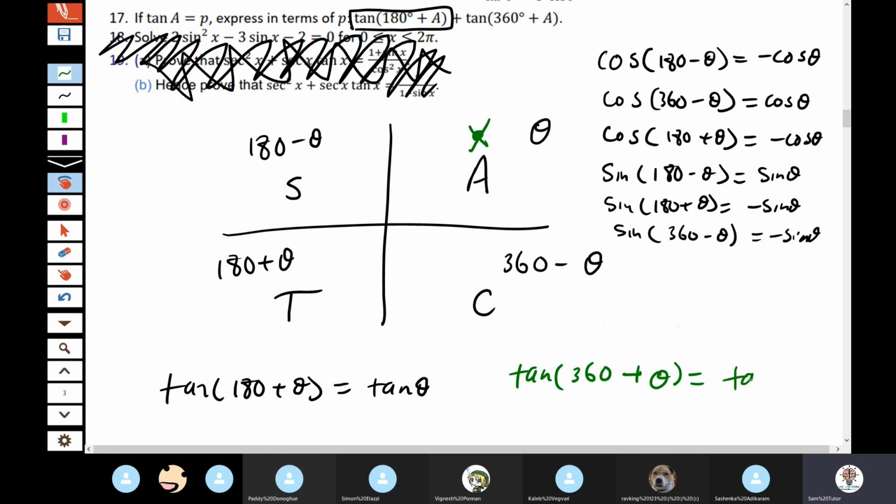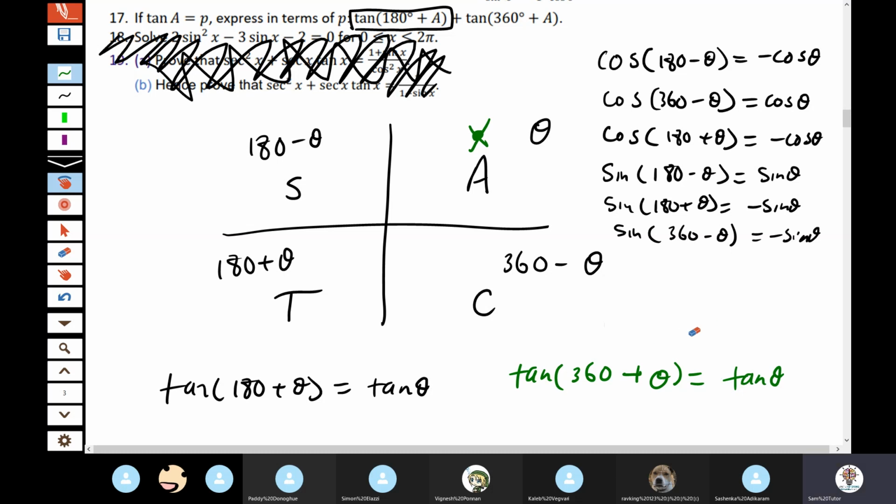And then if you don't believe me, go and put theta as anything you like. So let's say theta was 40 degrees. Go put tan 400, tan 40. It'll give you the same answer. Put tan 390, tan 30. It'll give you the same answer. Because all you're doing is adding 360 to it. So it has to be the same.